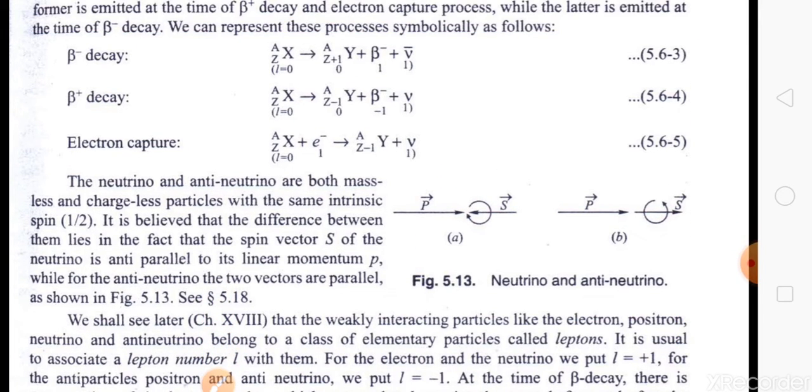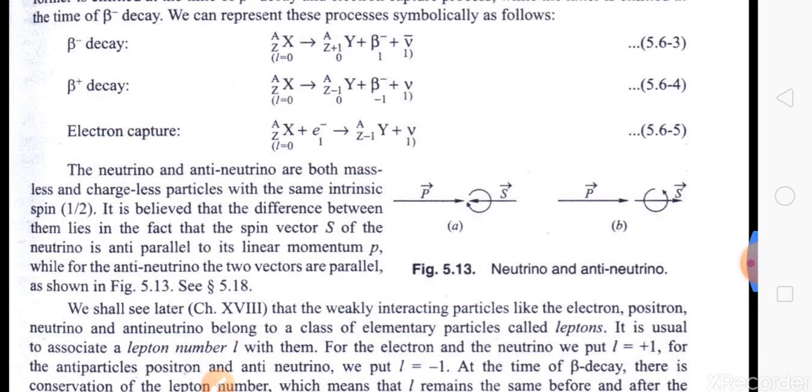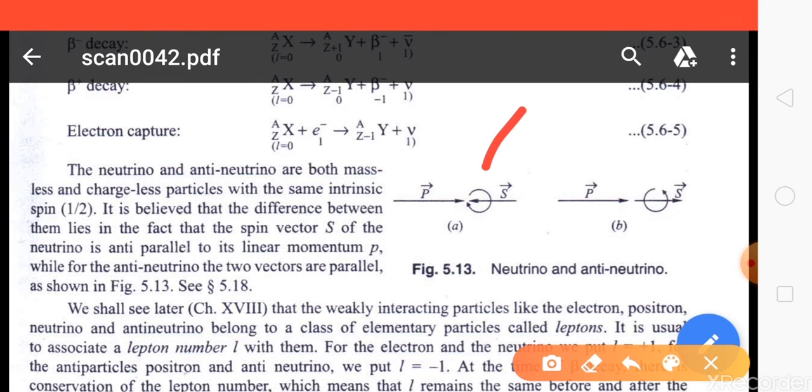The neutrino and antineutrino are both massless and chargeless particles with the same intrinsic spin 1/2. It is believed that the difference between them lies in the fact that the spin vector S of the neutrino is antiparallel to its linear momentum, while for the antineutrino the two vectors are parallel. So as shown in the figure, neutrino and antineutrino. See the figure here, A and B.